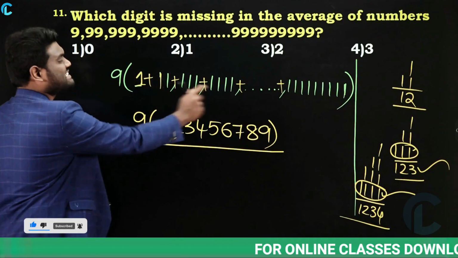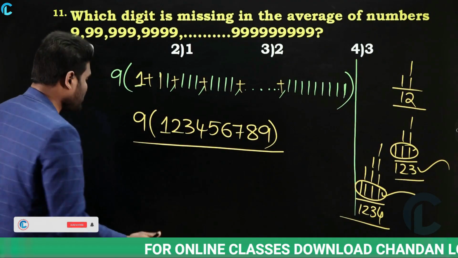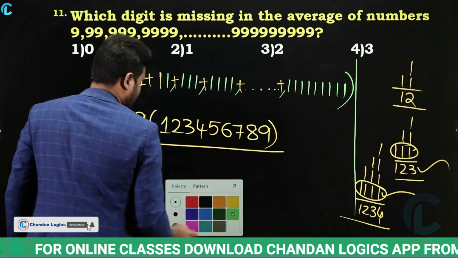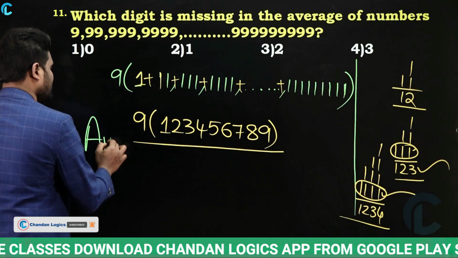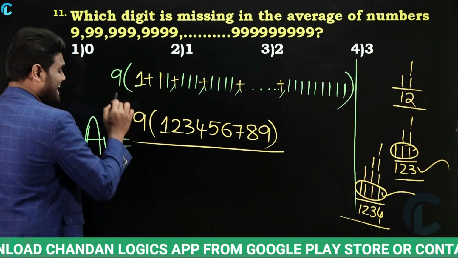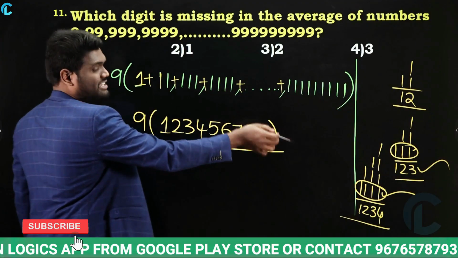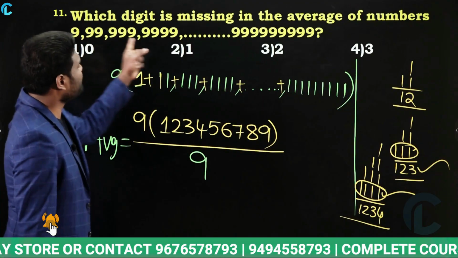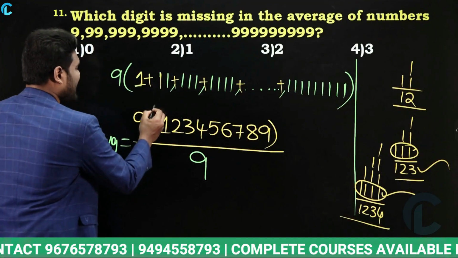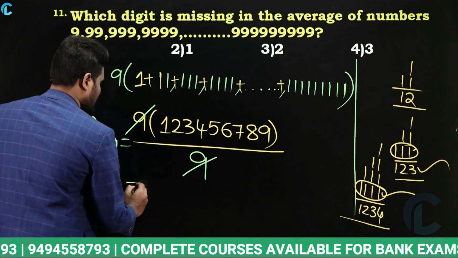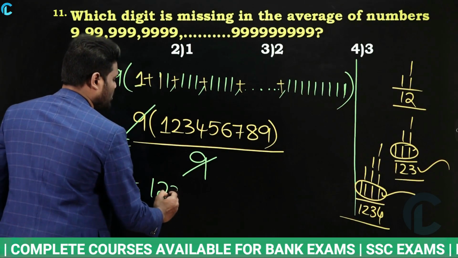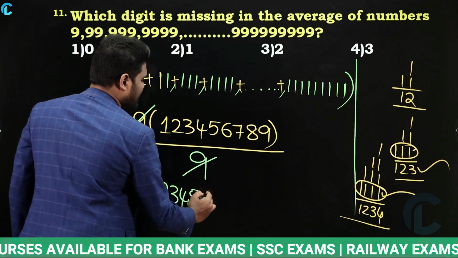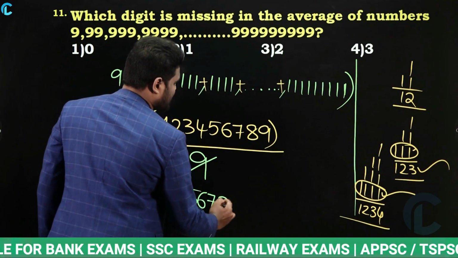Now this is nothing but the sum of these numbers. Now my question is to find average. As my question is to find average, sum of numbers is 9 into 1, 2, 3, 4, 5, 6, 7, 8, 9. Number of numbers how many? Number of numbers is 9. As you have 9 numbers, it is 9. So look here, 9 and 9 get cancelled. So average is nothing but 1, 2, 3, 4, 5, 6, 7, 8, 9.